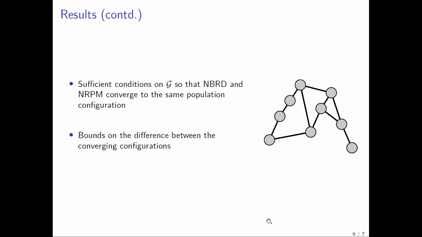We have been able to derive sufficient conditions on G so that NBRD and NRPM converge to the same population configuration. And in cases where the converging configuration may not be the same, we have given bounds on the difference between the converging population configurations.